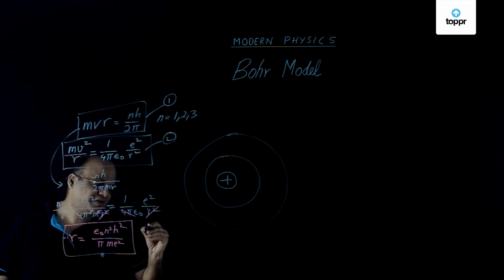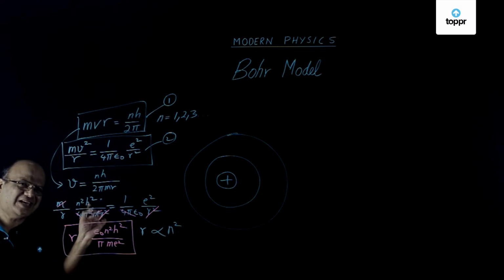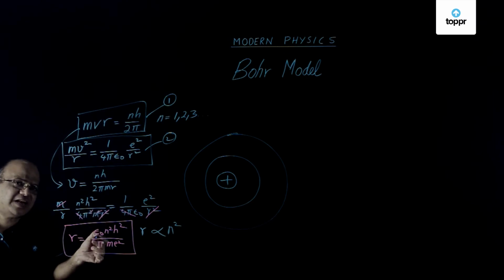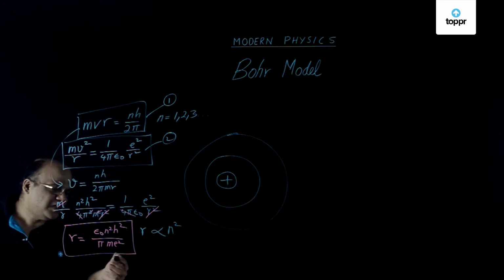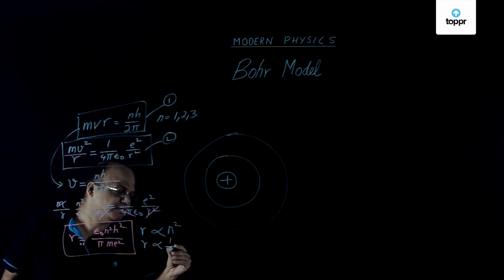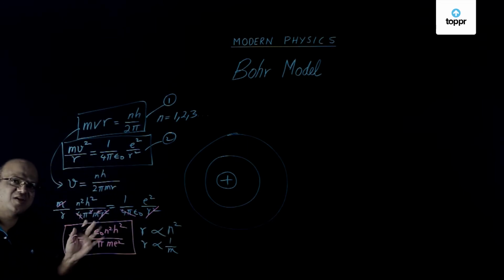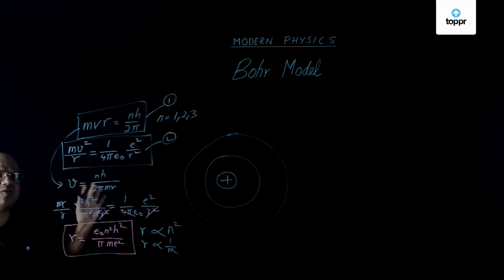Important thing to remember, radius is proportional to n square. In JEE Advanced, sometimes instead of the electron, they give you some imaginary particle having some other mass. So remember this also, r is proportional to 1 by m. So this is the radius of the nth allowed orbit in the Bohr model.